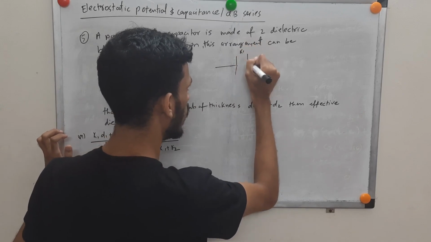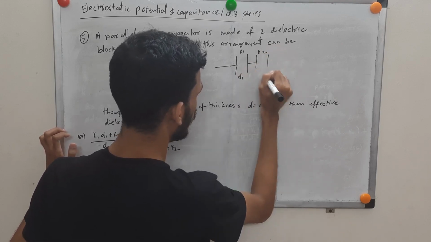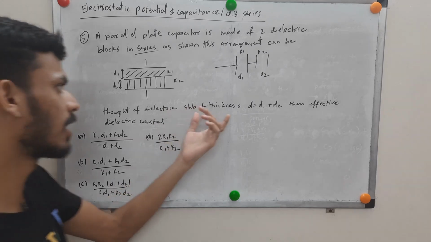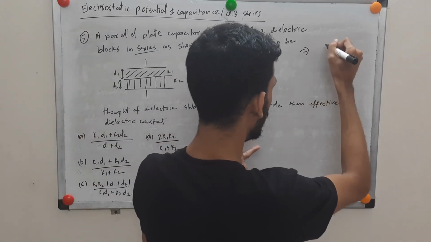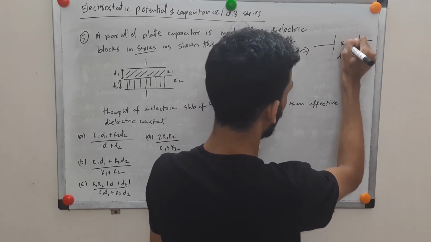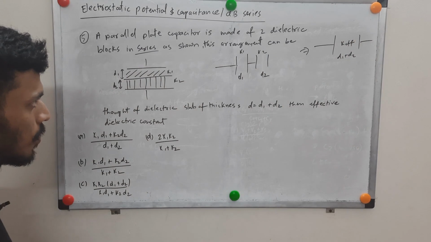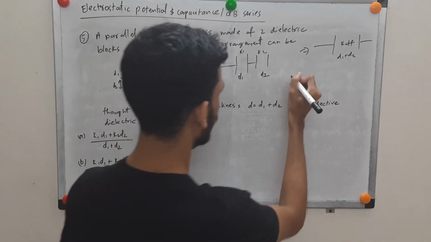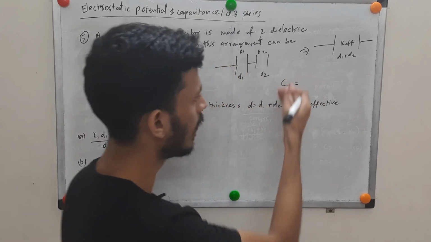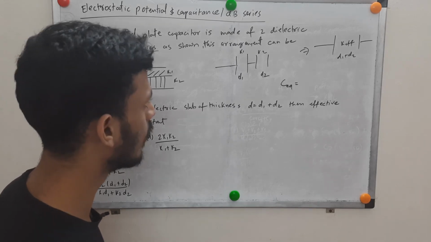So you have K1 and K2. We can split it this way. We can observe it this way. So this one has thickness D1 and this one has thickness D2. So this can be thought of as a dielectric slab. Effectively this is a dielectric slab with thickness D1 plus D2 and some K effective. You are supposed to find this effective dielectric constant. So basically you will find the C equivalent for this combination, and in this C equivalent you'll have the K effective. That will give you the value of your K effective.